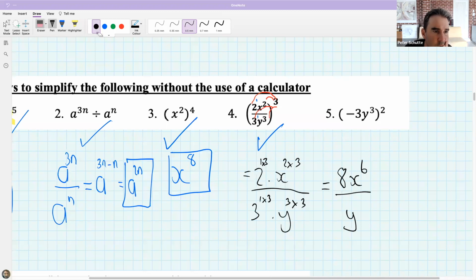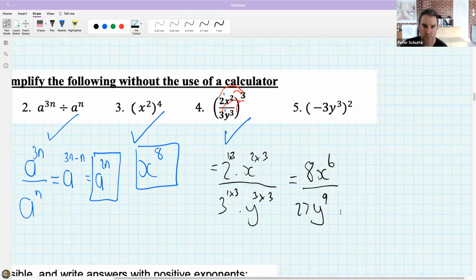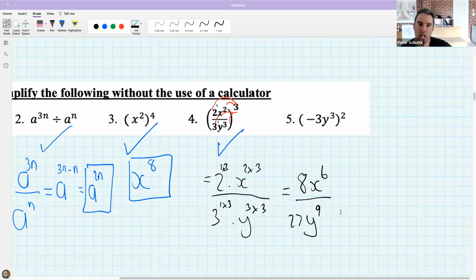Lie 3. What's 3 to the power of 3? It's 27, actually. Are there questions about question 4? Otherwise, if there are no questions, then you can try to do question 5 as well.